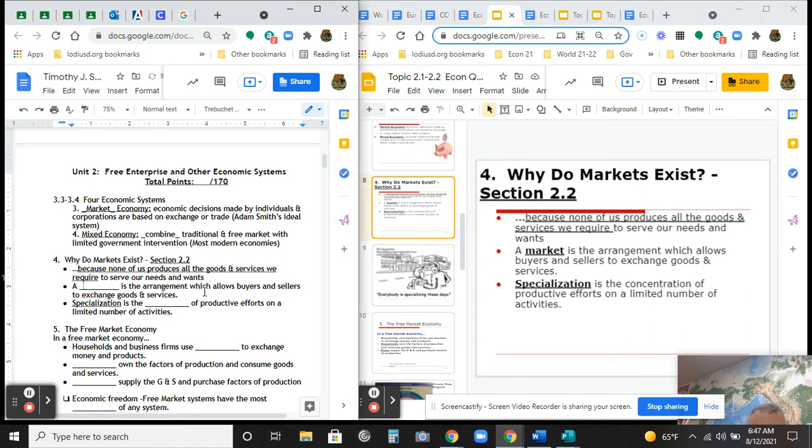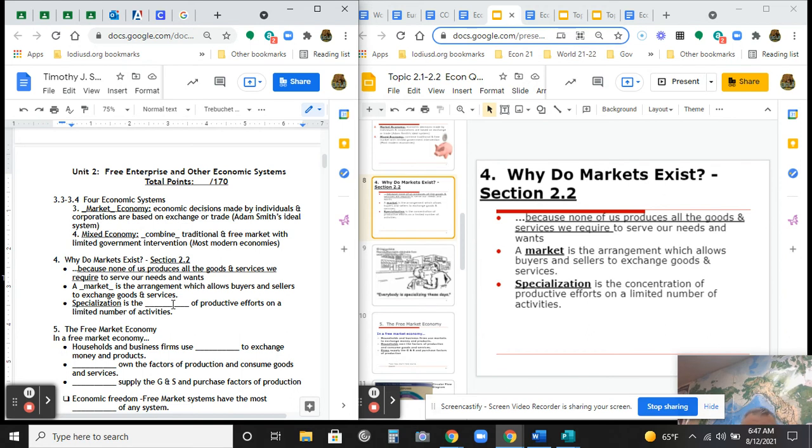This could be an informal market or a formal market: a supermarket, a flea market, someone buying something at a corner lot from a vendor, whether they're selling fruit or ice cream, whatever. That is any kind of basic market where you can exchange goods and services, buy and sell.